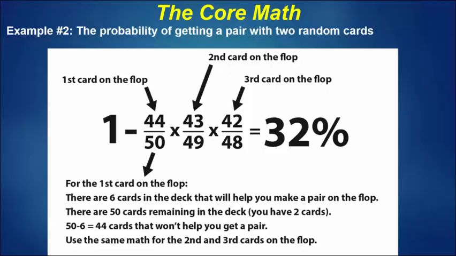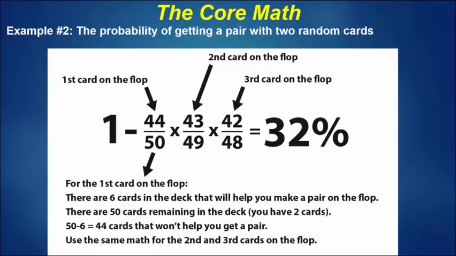For the first card on the flop, there are 52 cards in the deck minus 2 cards in your hand, leaving 50 cards. With 50 cards remaining and 6 cards that will help you, there are 50 minus 6 equals 44 cards that won't help you. To determine the percentage that won't help you for the first card on the flop, divide 44 by 50.